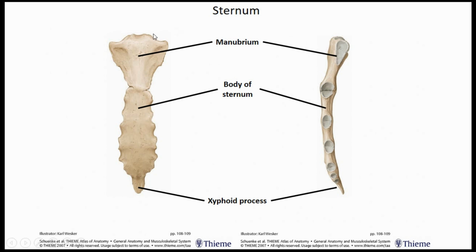But that's what we've got there. We've got an articular site for the clavicle here, and then rib 1 is going to articulate with the manubrium. Rib 2 is going to articulate with the manubrium and the body of the sternum. Then 3, 4, 5, 6, 7. Those ribs articulate strictly with the body of the sternum itself, getting closer to the xiphoid.